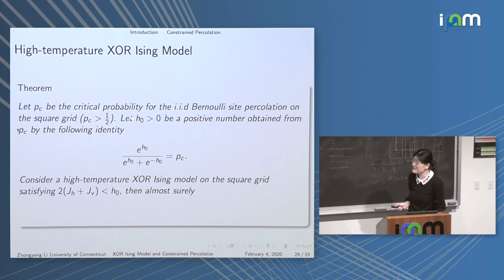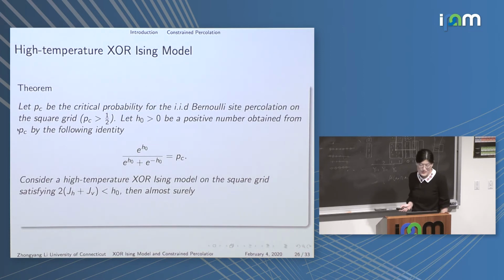Okay, and then let's consider pC, the critical probability for the i.i.d. Bernoulli site percolation on the square grid. Although the i.i.d. Bernoulli bond percolation on the square grid has critical probability pC equals 1/2, for the Bernoulli site percolation on the square grid, this pC is strictly greater than 1/2. Then therefore we can construct some stochastic domination. Let's say H0 is the positive number obtained from pC by this identity.